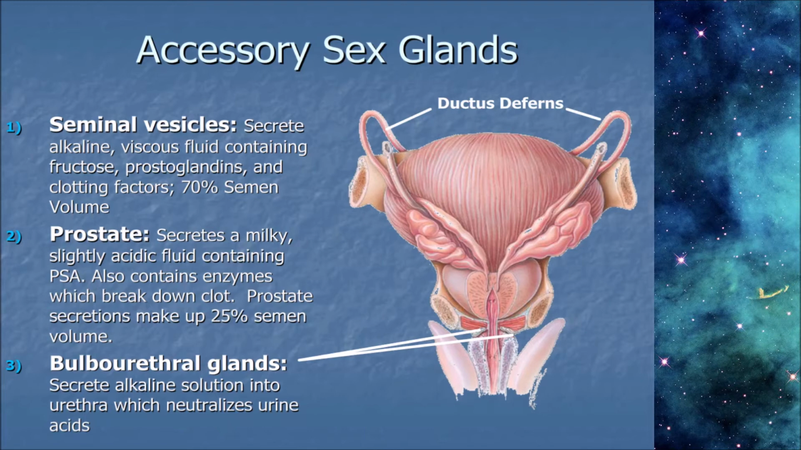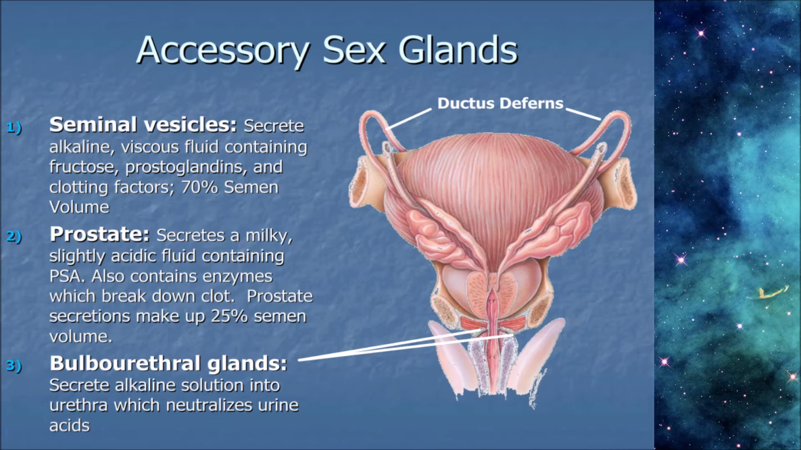The bulbourethral glands secrete an alkaline solution that helps to cleanse the urethra prior to ejaculation. So unlike the prostate and the seminal vesicles, these really don't contribute much to the seminal fluid. The fluid secreted by the bulbourethral glands is actually secreted prior to ejaculation. That is, after the male has become stimulated, but before he has an orgasm and ejaculates. And this little bit of alkaline fluid helps to neutralize any of the residual urine in the urethra.